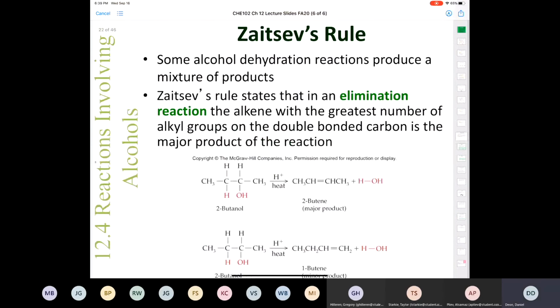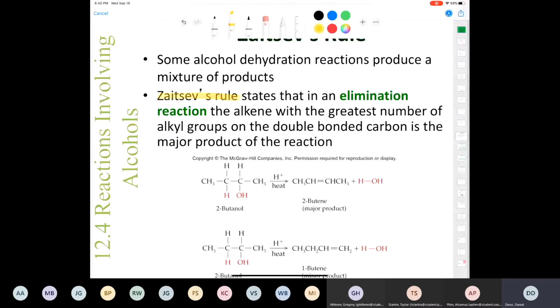Well, what happens when it gets more interesting? When you have more than one adjacent carbon? Ooh, it gets a little trickier then. So it says here that some alcohol dehydration reactions produce a mixture of products. And in that case, we don't use Markovnikov's rule. We use a rule developed by another Russian, and his name is Zaitsev. Everybody's got to know Zaitsev's rule. And Zaitsev's rule is this.